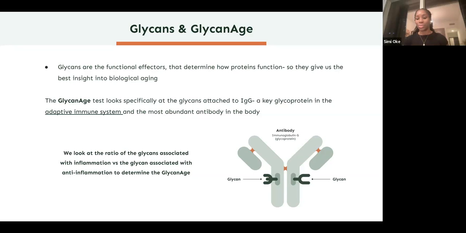And so what we're doing with GlycanAge is measuring the ratio of those two types of glycans, or the variation of glycans, to understand where you are on the scale of inflammation. I'll just pause there really quickly to see if there are any questions at all, either in the chat or in the Q&A, whichever is easier. So we have quite a few people here.